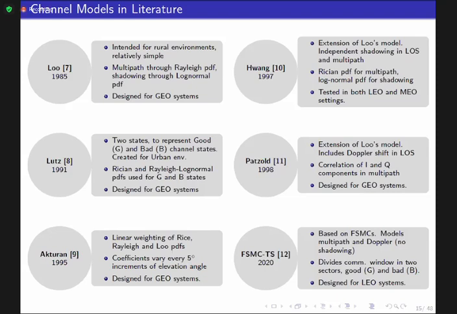Finally, we skip 22 or so years into the future and we get to the FSM-CTS model. This is a very novel approach to channel modeling, which is, as its name suggests, based on finite state Markov chains. It models both multipath and the Doppler effect. It doesn't include shadowing. It's going to be a big point further down the presentation. The key idea is dividing the communication window in 2 sectors, the good and the bad sector, depending on the elevation angle. And this is a model that was designed specifically for low Earth orbit systems. So this is probably a very big advantage with respect to the other models.